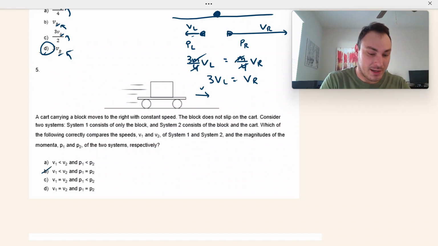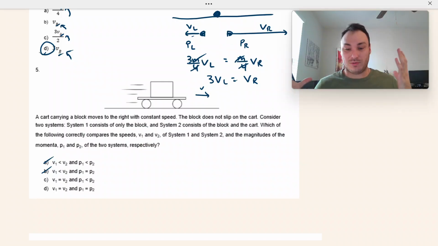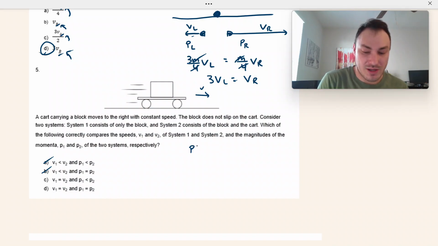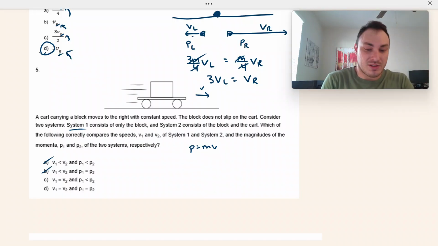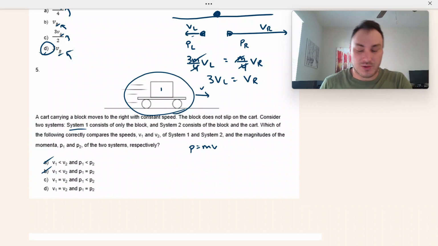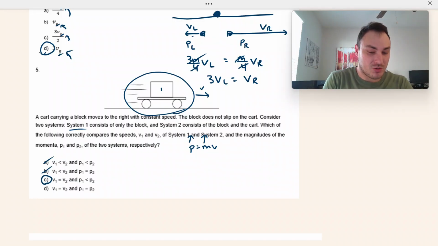So it's not A and not B. They're both moving together. The block is not slipping, so they're both moving with a constant speed. Comparing the momentum, momentum is mass times velocity. System 1 consists of only the block. System 2 consists of everything. So system 2 is going to have more mass, which means it's going to have a greater momentum. So P1 is going to be less than P2, which is C.